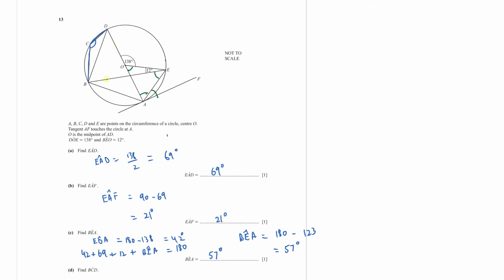I can see that there's one cyclic quadrilateral. ABCD is a cyclic quadrilateral because all four vertices are on the circumference of the circle. So that means the opposite angles of the cyclic quadrilateral sum up to 180. So this angle BCD plus angle BAD, this angle here, should be 180. But I don't see a way that I can find this angle.